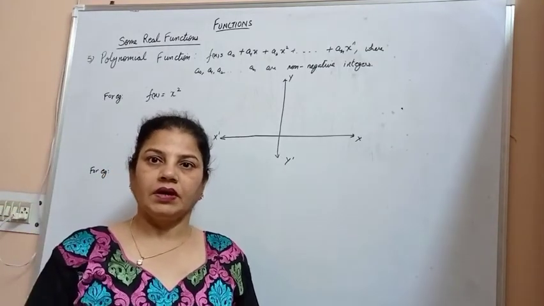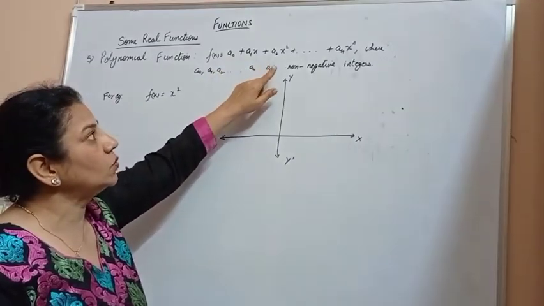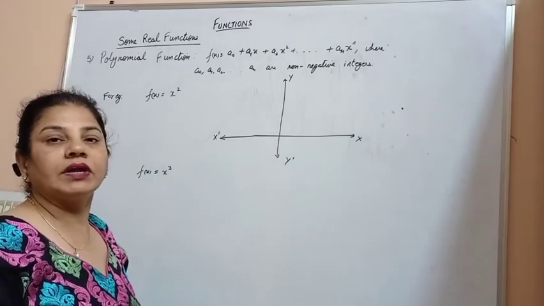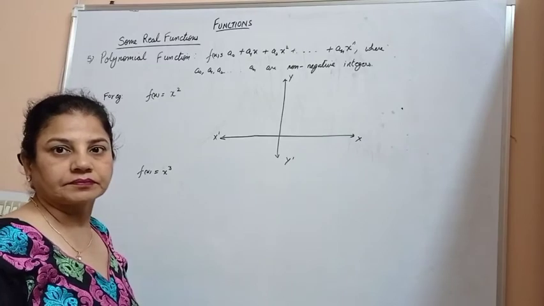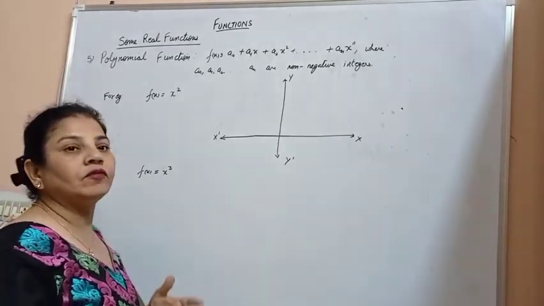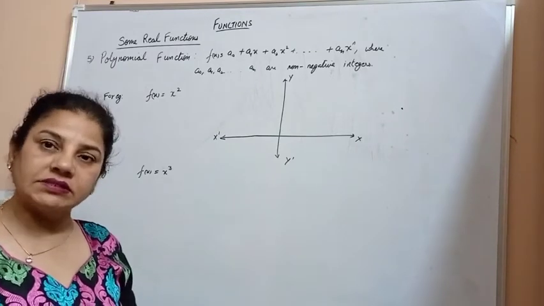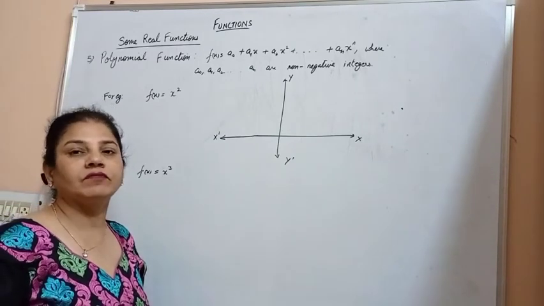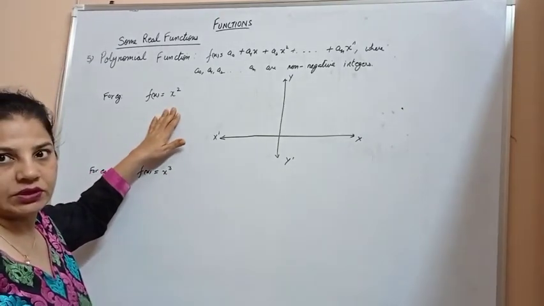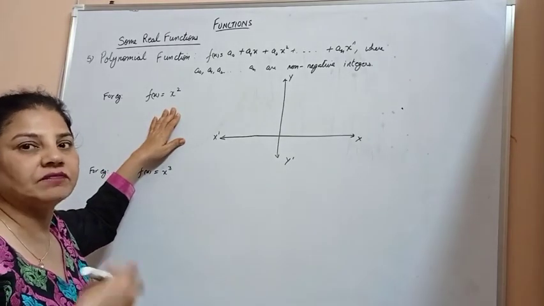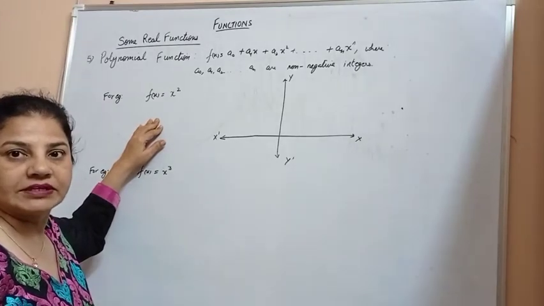Polynomial function. A function defined as f(x) = a0 + a1x + a2x² and so on up to anxⁿ, where a0, a1 and so on up to an are non-negative integers. There is no single graph for the polynomial function, but there are graphs of the particular functions which are polynomial functions, for example f(x) = x², because different functions have different graphs. I am taking some examples to explain to you.